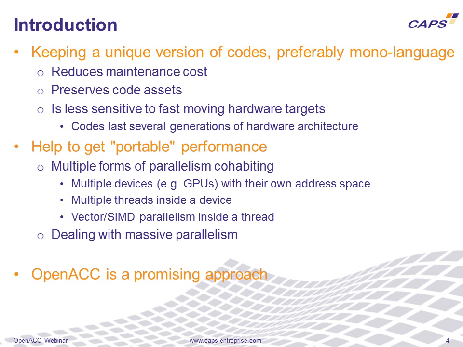OpenACC was designed to reduce maintenance costs, preserve code assets, be independent of fast-moving hardware targets, and support multiple forms of parallelism such as device, task, thread, vector, or SIMD parallelism, while being compliant with existing parallel technologies such as MPI or OpenMP.